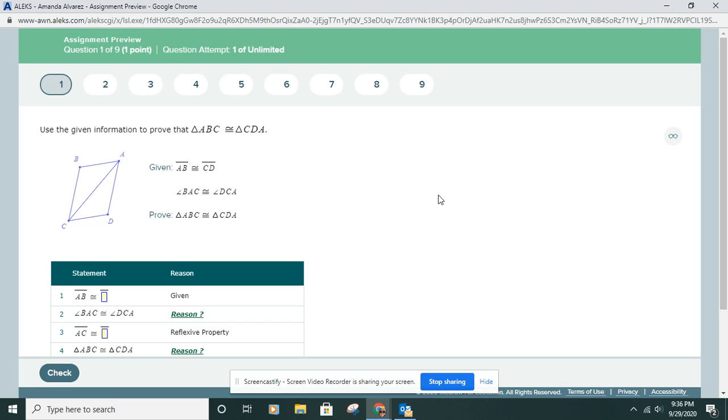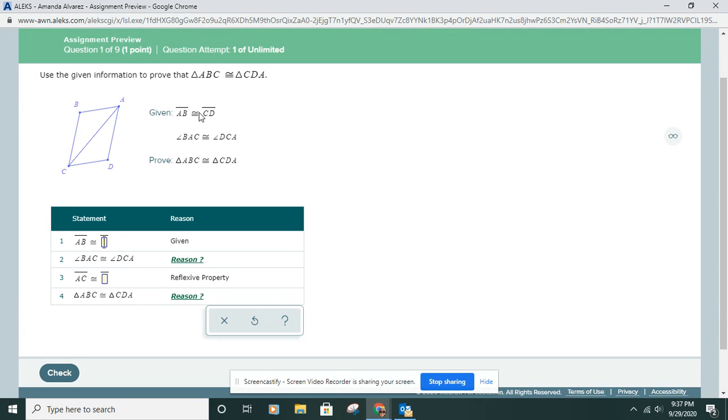This is your ALEKS help video for ALEKS.com number 13. I'm going to go through these first few problems a little bit quickly because they are review. You've had problems similar to this in past ALEKS assignments. This is proving that two triangles are congruent. You have given information and then you end with proving that they are congruent.